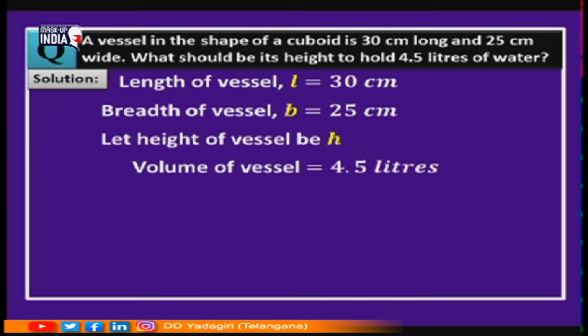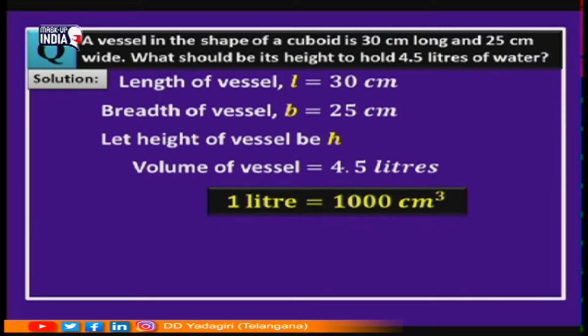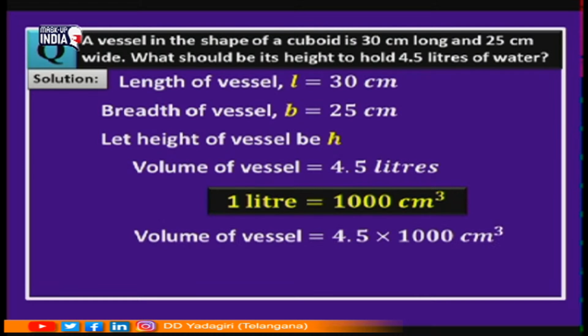So, let us assume it as h, and what is given here? Volume of the vessel is given. How much? 4.5 liters. Actually, it is the capacity of the vessel, I should say, right? So, it is 4.5 liters, and we have already learnt 1 liter is 1000 centimeter cube. That means, what about 4.5 liters, children? Yes, it will be 4.5 into 1000. So, multiplying these two you get, yes, 4500 centimeter cube. So, that is the volume. It is in the shape of a cuboid.